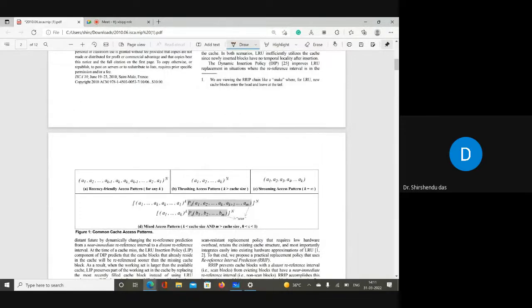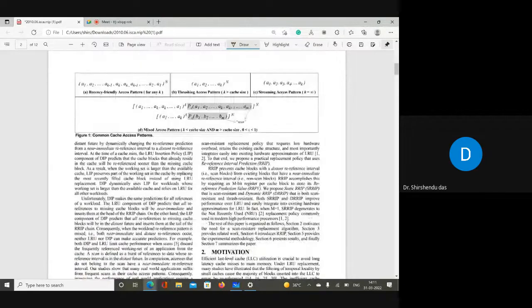Oh, hang on here. So when you go to the second page, you'll find this diagram here. The diagram is showing different types of access pattern. This is the cache-friendly access pattern that is very easy to understand. This is the streaming access pattern. I have already explained what the streaming access pattern is. This is actually the scanning access pattern that I have also explained.